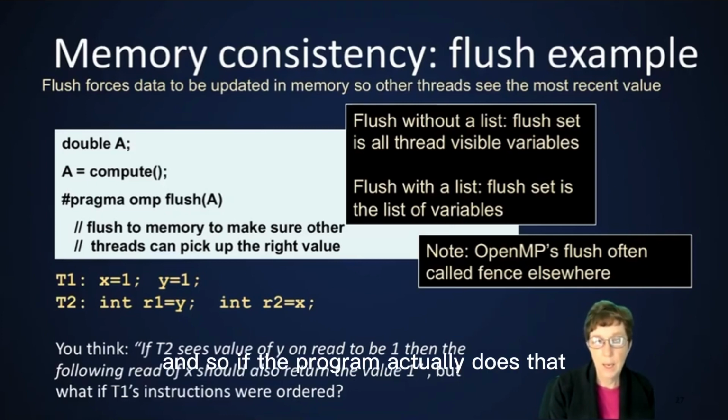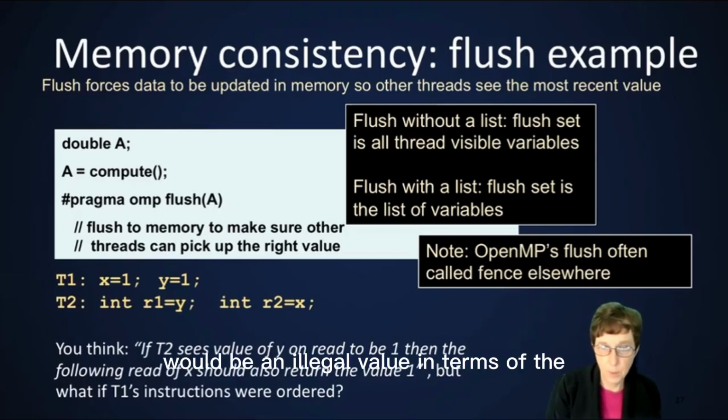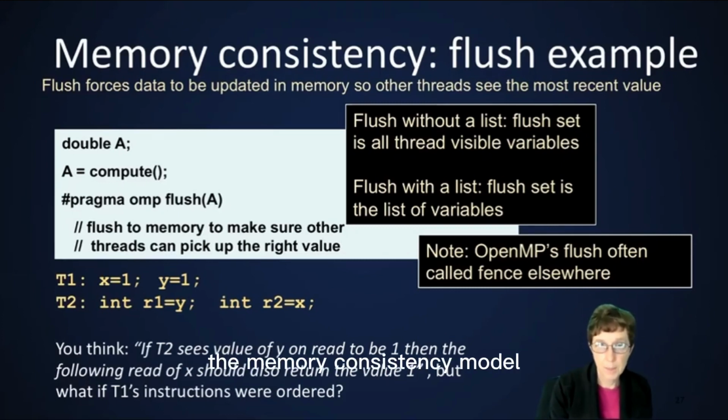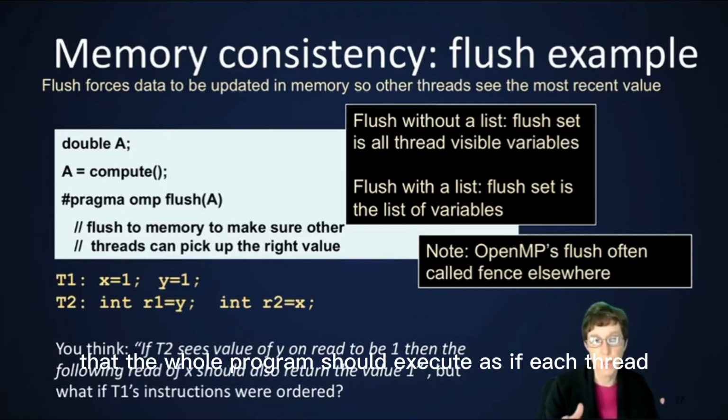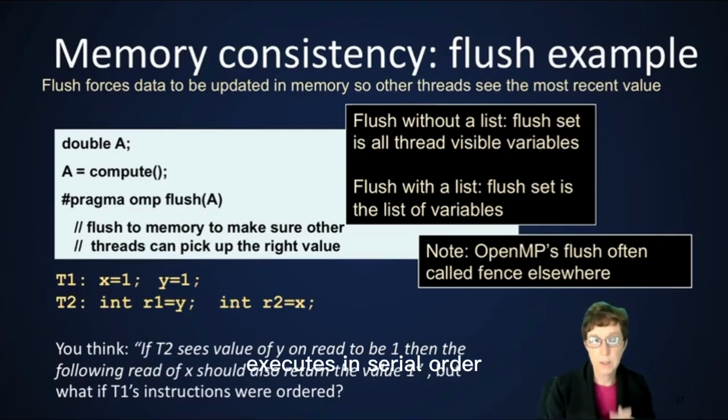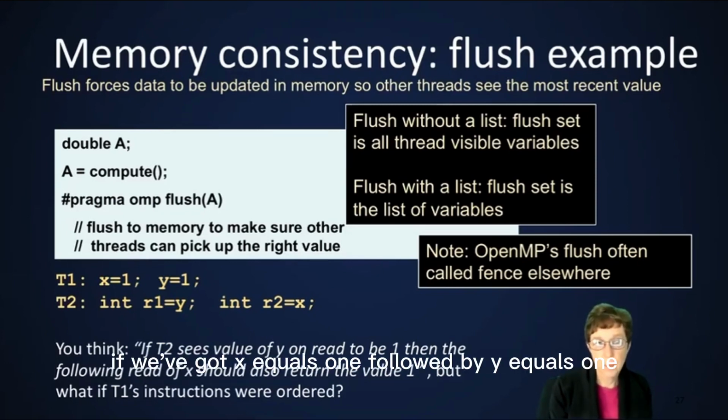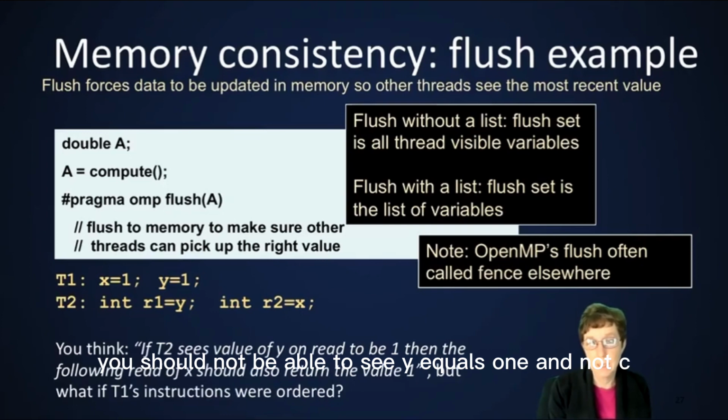And so if the program actually does that, then you can see something that would be an illegal value in terms of the memory consistency model, what's called sequential consistency, and we'll talk about it later, but it basically means that the whole program should execute as if each thread executes in serial order. So if it executes in serial order, then if we've got x equals 1 followed by y equals 1, you should not be able to see y equals 1 and not see x equals 1.